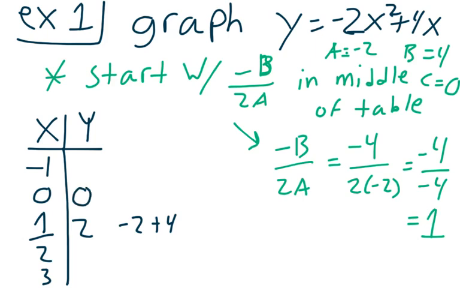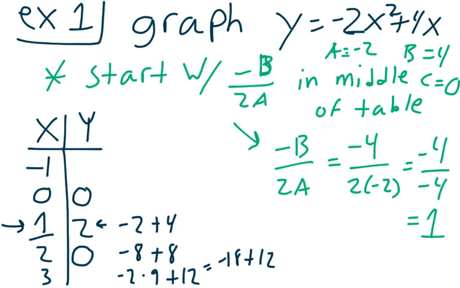And by the way, they're symmetrical. So 0 is going to be here, because this is my middle vertex term. Because if I plug in 2, I get negative 8 plus 8. You can see it from doing the math over here if you want to do it yourself. So then, if I plug in 3, I get negative 2 times 9 plus 12, 4 times 3. So that's negative 18 plus 12. That's negative 6, which means this one's also negative 6 because of symmetry.